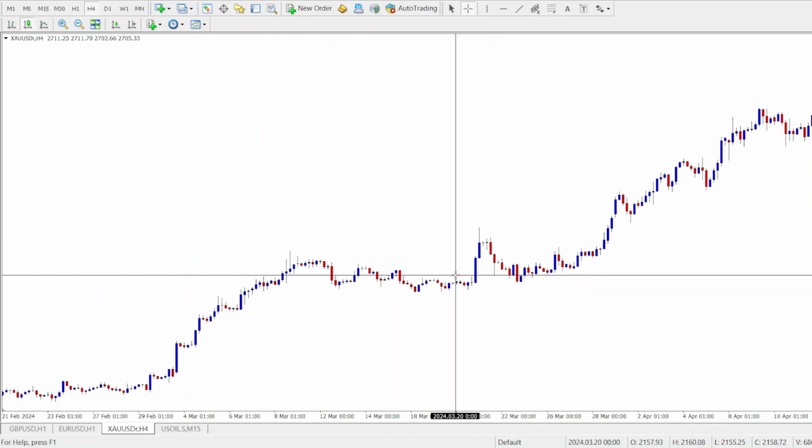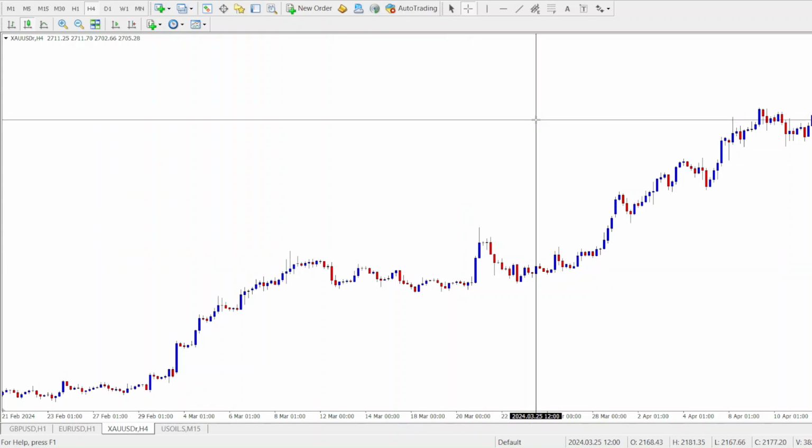This is also a doji. This is a doji. A doji has either little body or no body at all.